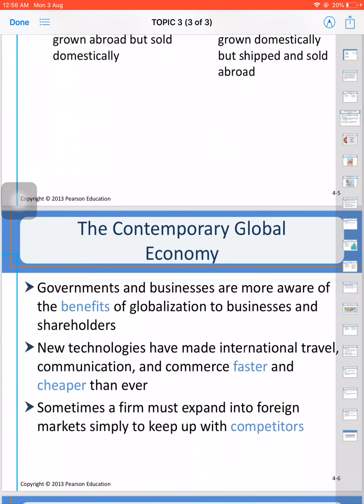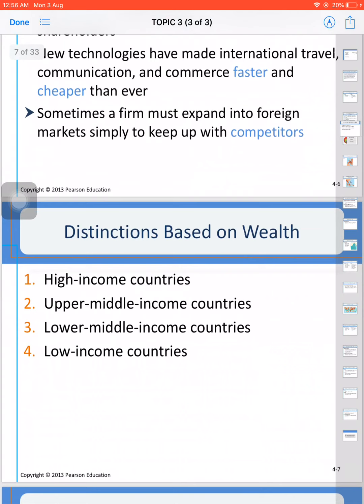Next, sometimes a firm must expand into foreign markets simply to keep up with competitors. Next is distinctions based on wealth. Managers involved with international business need to have a solid understanding of the global economy, including the major world marketplaces. So here we talk about distinctions based on wealth.